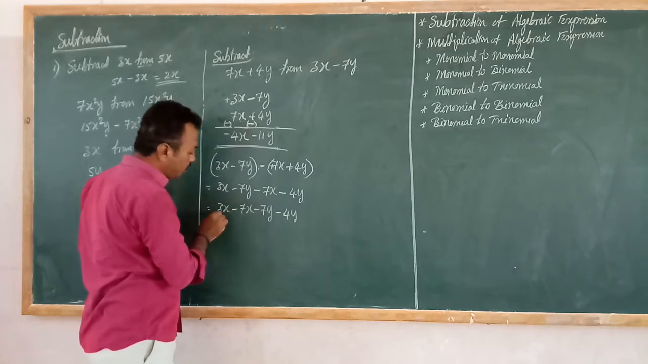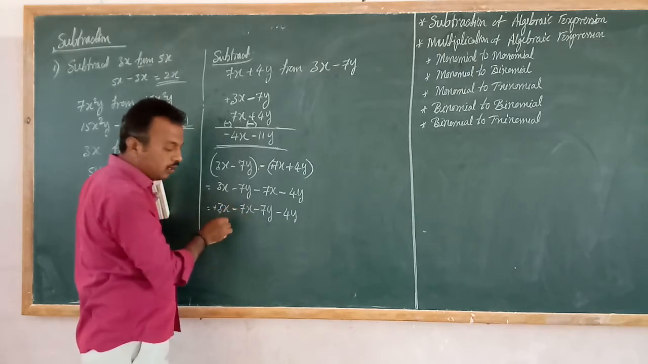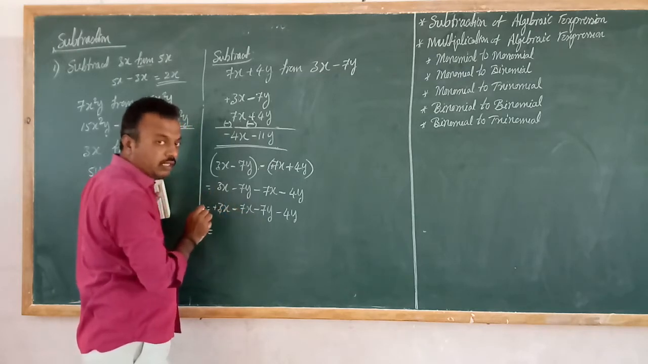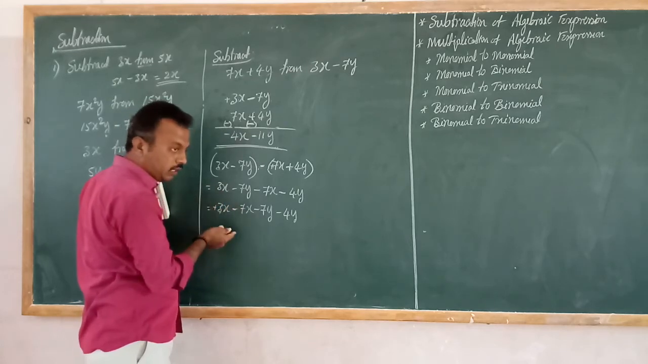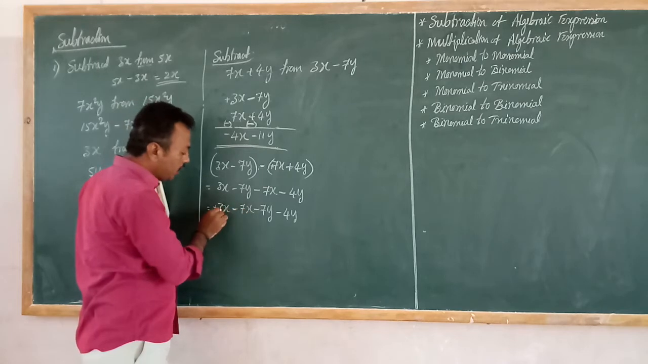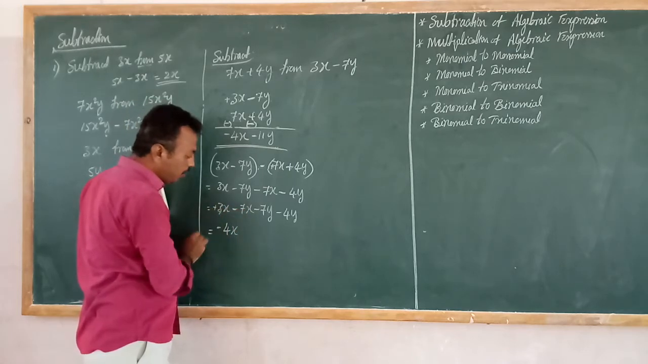So I am making the group. See, 3x and 7x. Here a plus sign is there, here a minus sign is there. These two are the like terms. When there are like terms, we have to subtract or add. See, these two signs are different, that's why I have to do subtraction. 7x minus 3x becomes 4x. The bigger number's sign is minus, that's why.